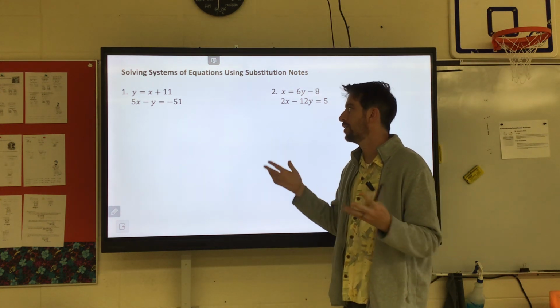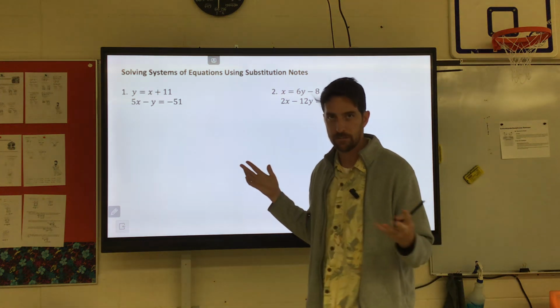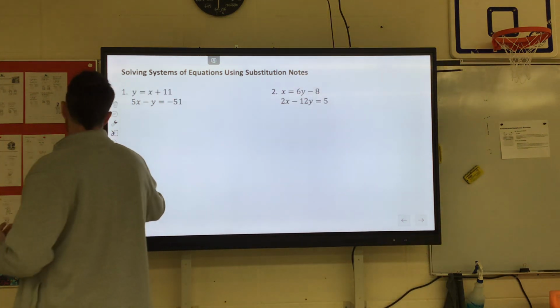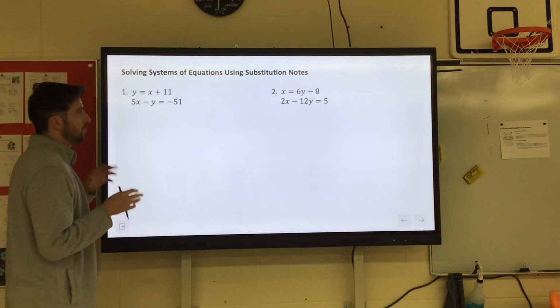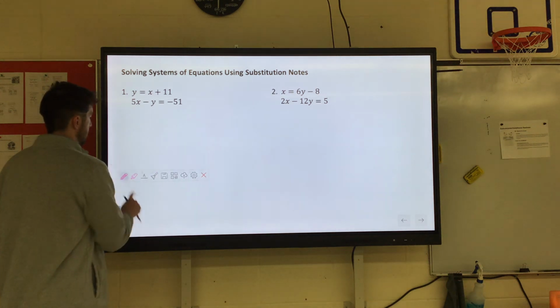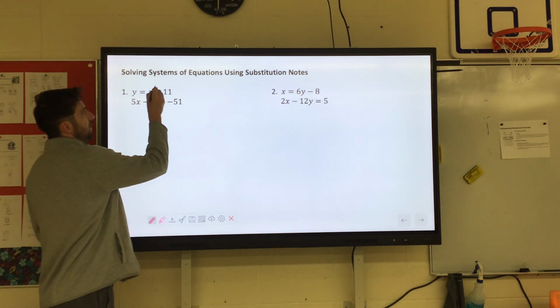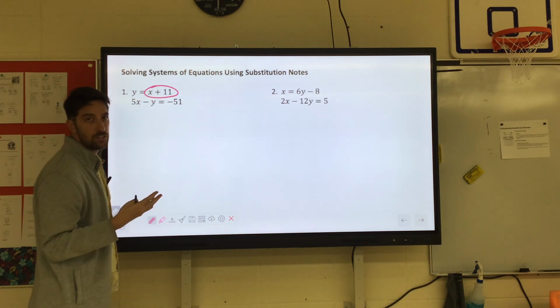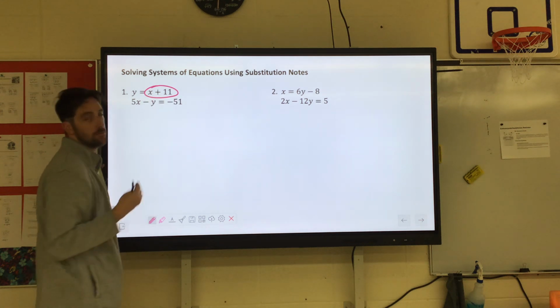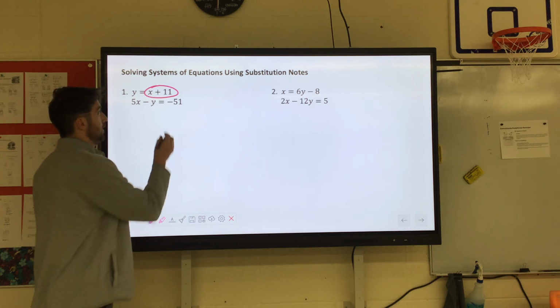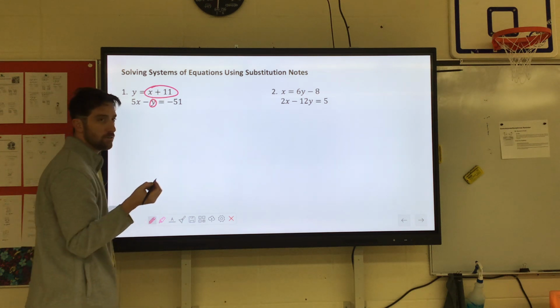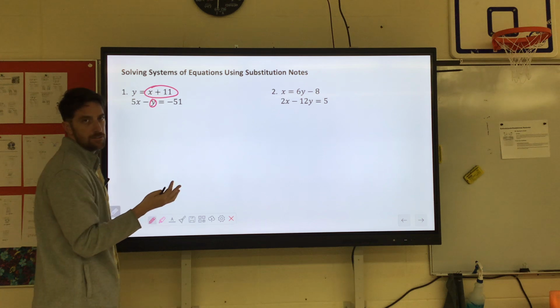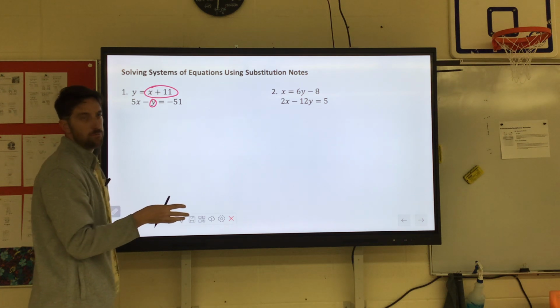So if you look at number 1, easy. Y is already by itself in the top equation. It could be either equation, but you want x or y by itself. So now we're going to take what y equals, x plus 11, and anytime in the other equation I see a y, I'm going to substitute in x plus 11. Here's the only y, so that's where it's going to go. When you do substitution, it's a good idea to put it in parentheses.